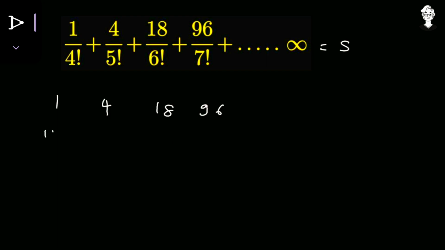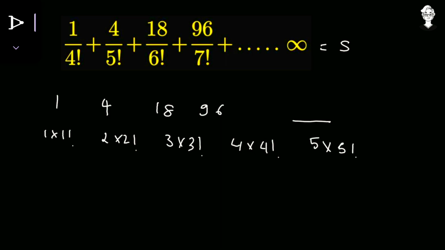1 can be written as 1 into 1 factorial, 4 can be written as 2 into 2 factorial, 18 can be written as 3 into 3 factorial, and 96 can be written as 4 into 4 factorial. Now the next term will be 5 into 5 factorial. So 5 factorial is going to be 120, so 120 into 5 is going to be the next term. And the pattern present in the denominator is very simple, starting from 4 factorial, then 5, then 6, then 7. It will go up till infinity.